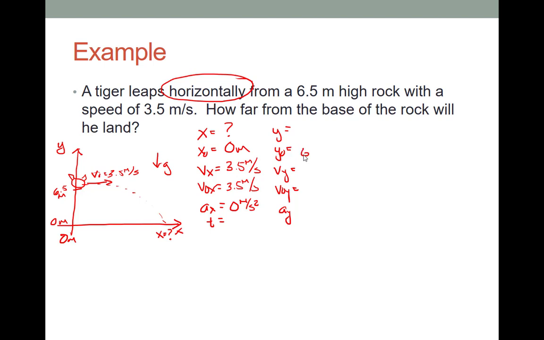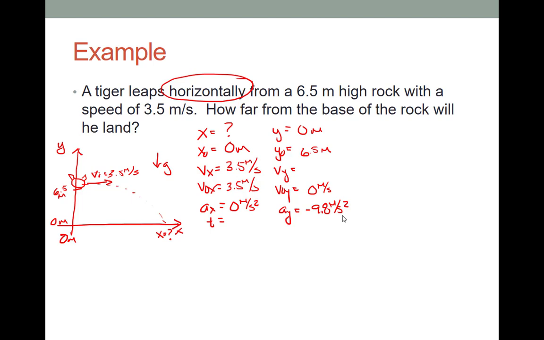Vertically, I start at a height of 6.5 meters and I land on the ground, which is at 0. I don't know how fast the tiger is moving when he lands. I do know, however, that his initial velocity vertically is 0 because he jumps horizontally. And in my coordinate system, with up positive, my acceleration is negative 9.8 meters per second squared.